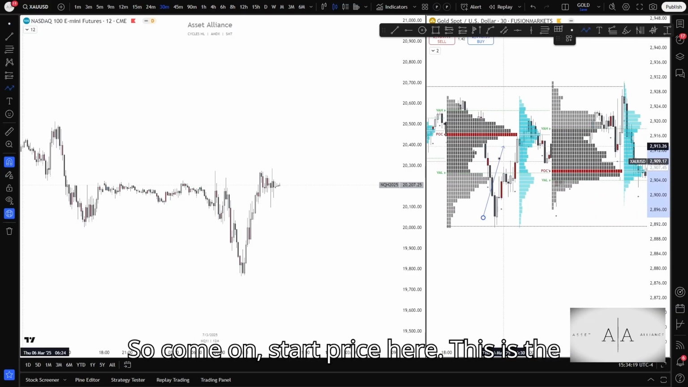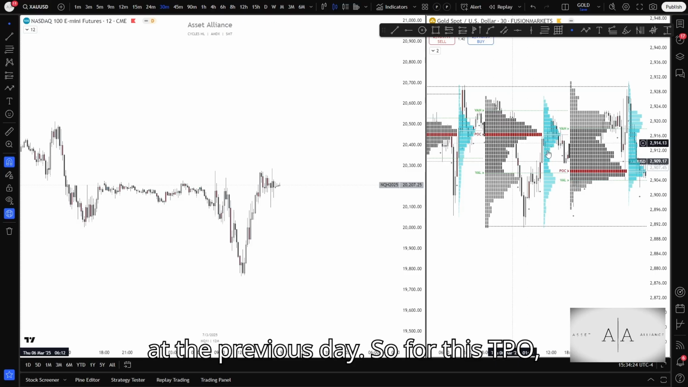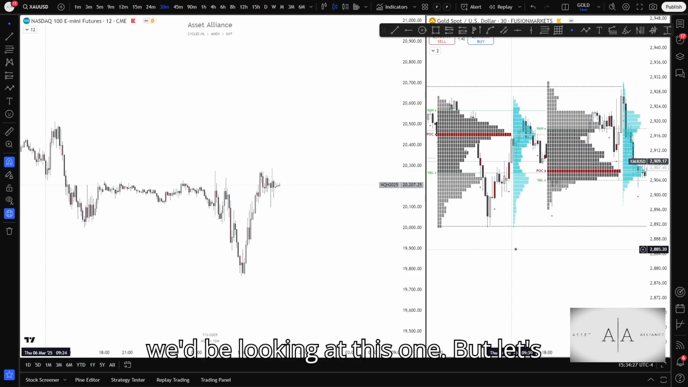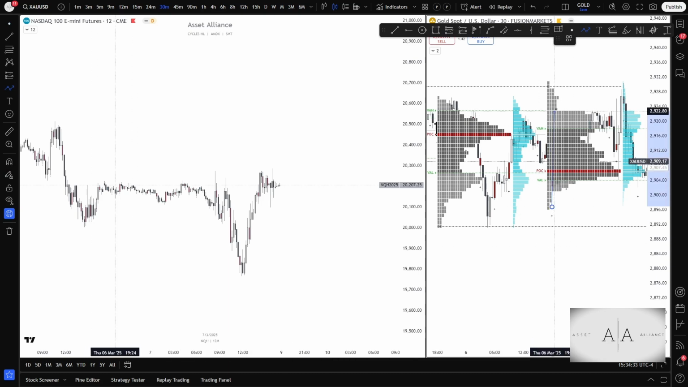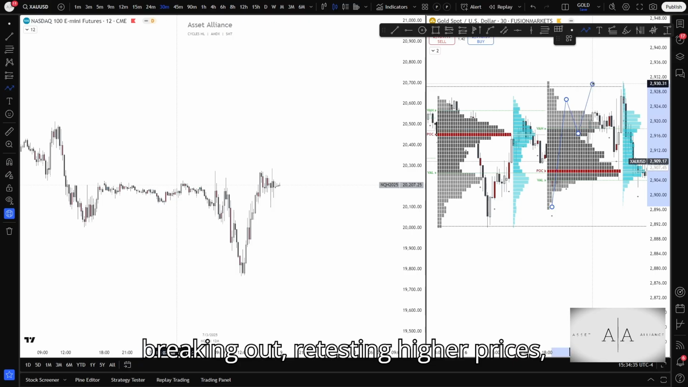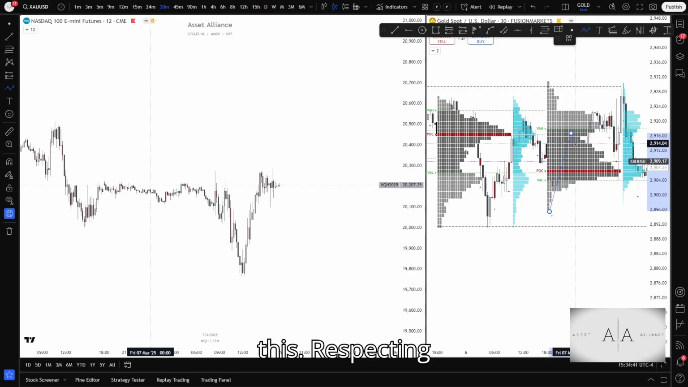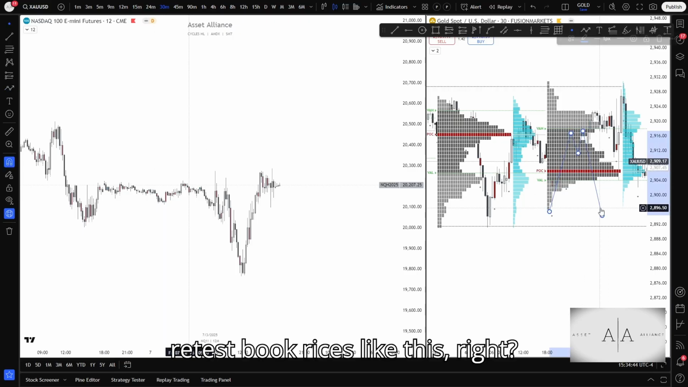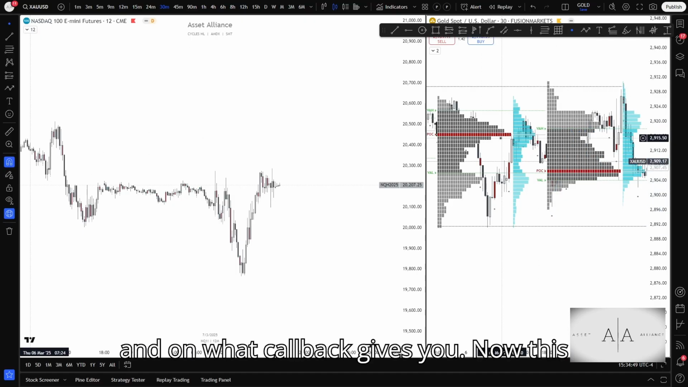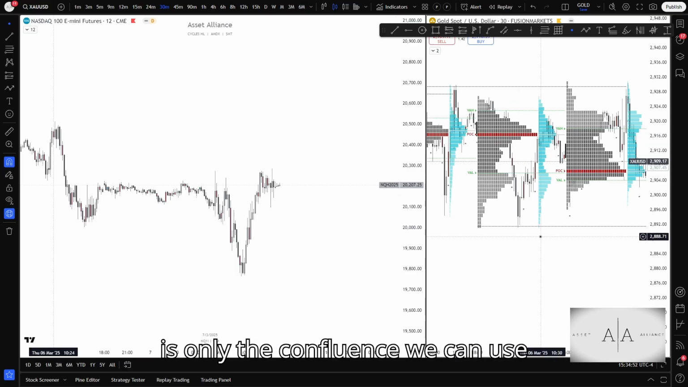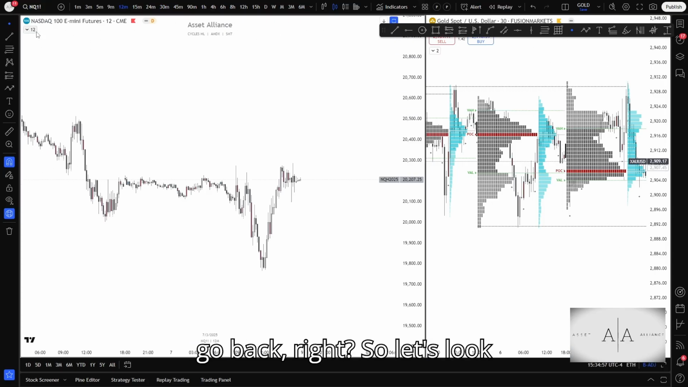So start price here. This is the previous day. You don't look at the current day, right? You look only at the previous day. So for this TPO, we'd be looking at this one. But let's say we're on this one. Price would be doing something like this, breaking out, retesting, higher prices, right? Or it'll be doing something like this, respecting, retest, lower prices, like this, right? So it really does depend on the setup and on what Goldbach gives you. Now this is only the confluence you can use for a better view on Goldbach, right?